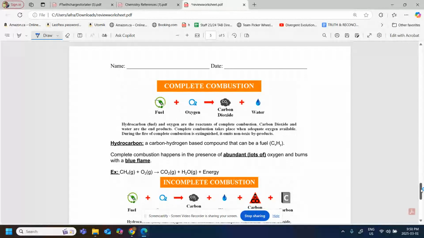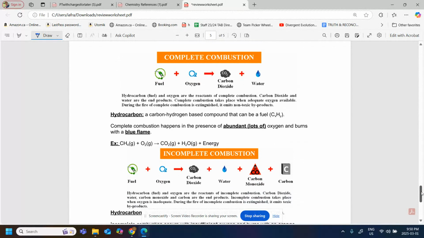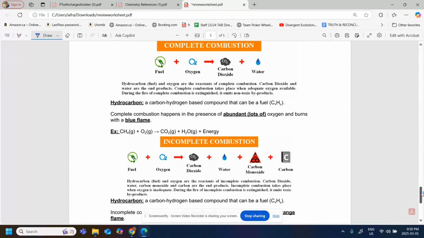In this video, we're going to see the difference between complete combustion and incomplete combustion reactions. So a combustion reaction is really where you burn a fuel using oxygen. So you burn it, and when you burn something, oxygen has to be present. Usually the fuel that you burn is something called a hydrocarbon. A hydrocarbon is a carbon-hydrogen-based compound.